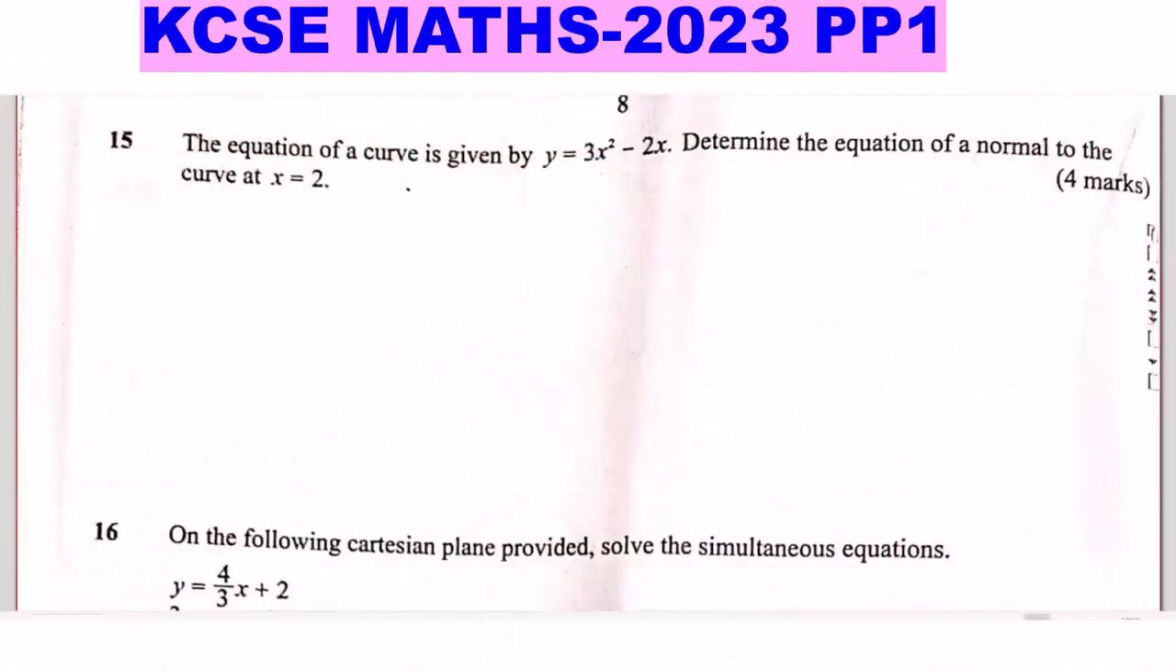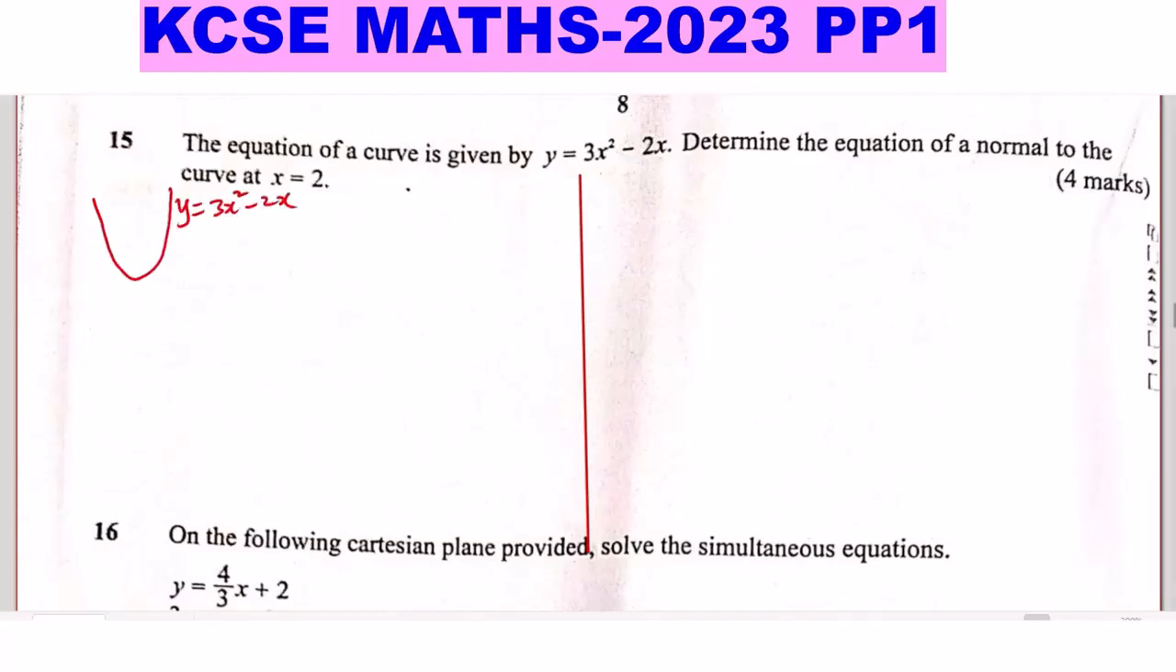Question 15. The equation of a curve is given by y equals 3x squared minus 2x. Determine the equation of a normal to the curve at x equals 2. I'll begin by sketching this curve, just a sketch to help us work it out. So assuming that is the curve y equals 3x squared minus 2x.